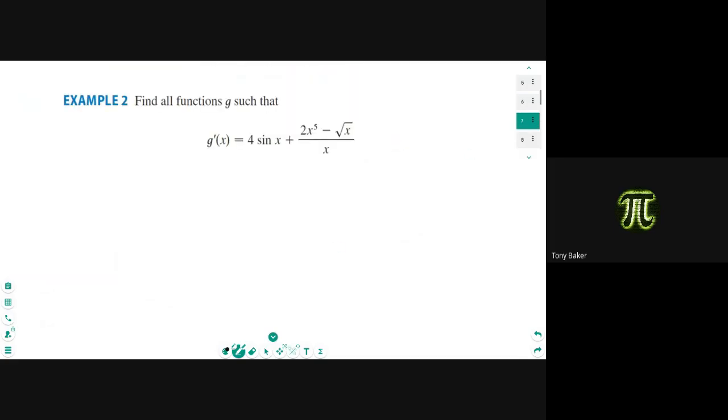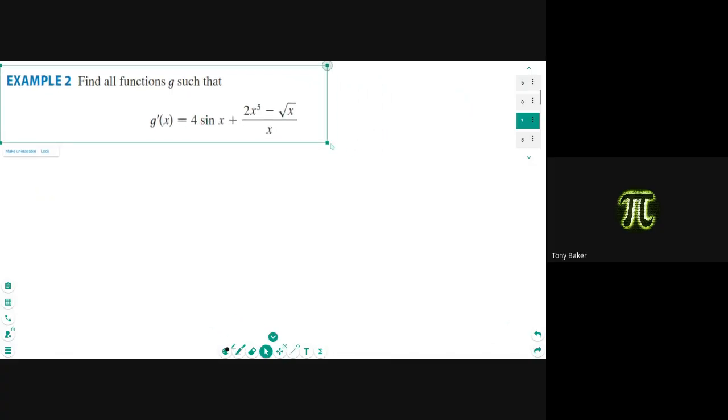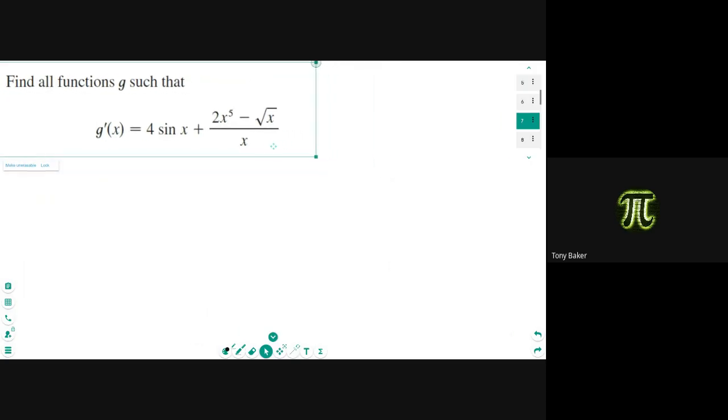All right. So let's look at some. So see how it says find all functions of G? That means that plus C, because there's multiple functions that we're going to get out of it. That plus C basically gives me a family of functions, because C could be anything.